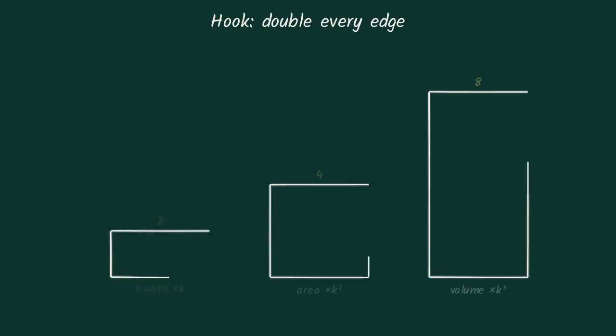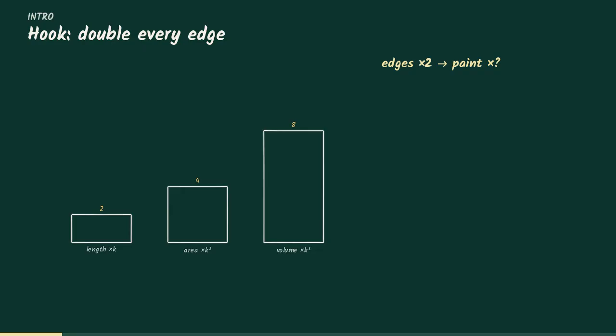Double every edge of a solid. Does the paint you need also double, or does something bigger happen to the surface and something bigger still to the material inside?